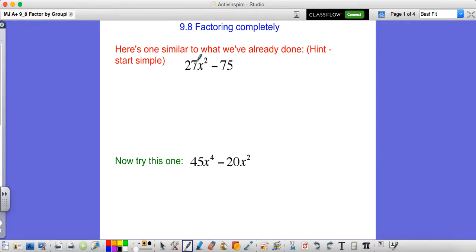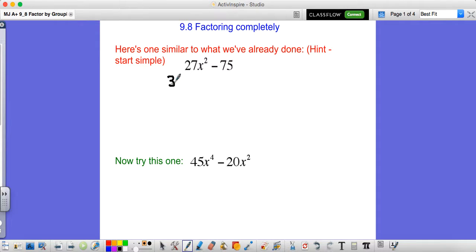We have 27x squared minus 75. Well, it's a binomial, and it's not a difference of squares the way it looks right now. So the first question we need to ask for all of these is, what monomial can I factor out? What do 27x squared and 75 have in common? Well, 75 doesn't have any x attached to it, so really the question is, what do 27 and 75 have in common? And the answer here is they're both divisible by 3.